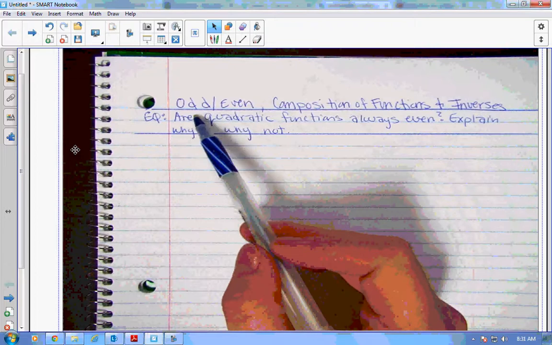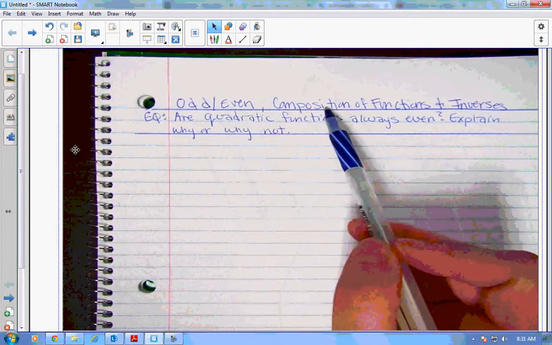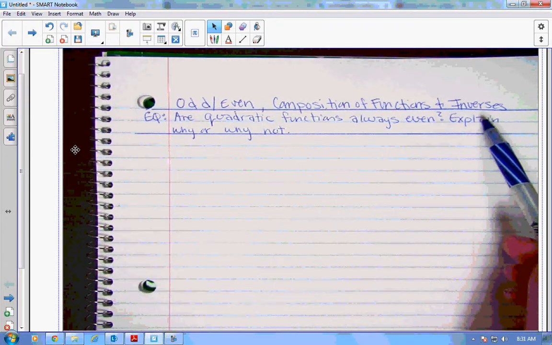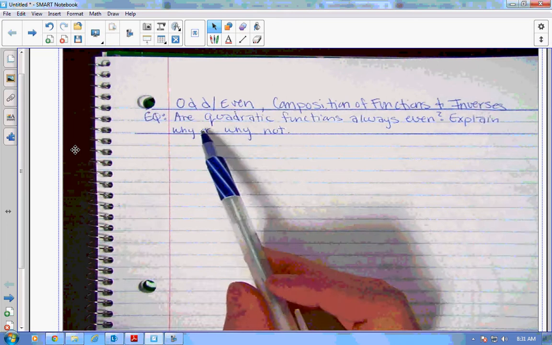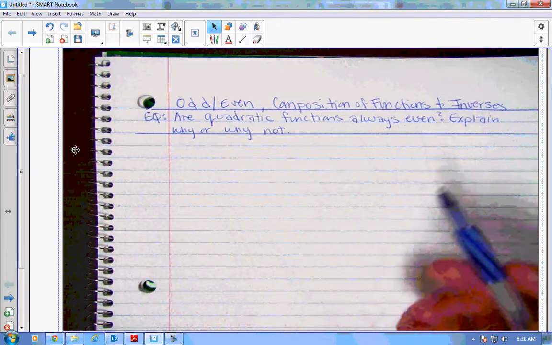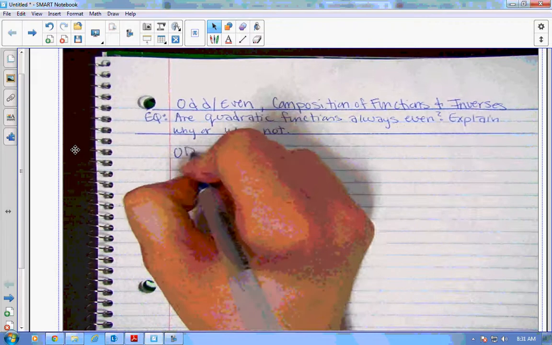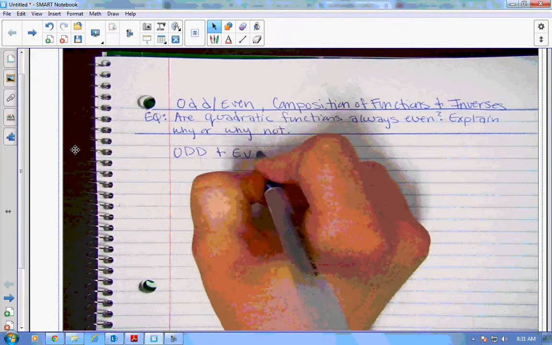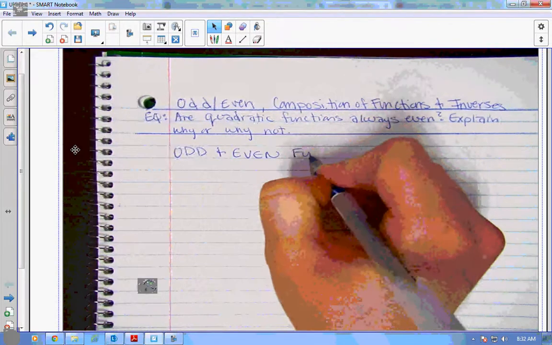Okay, these notes are on odd and even functions, composition of functions, and inverses. Essential question: are quadratic functions always even? Explain why or why not. So first we're going to start off with odd and even functions.